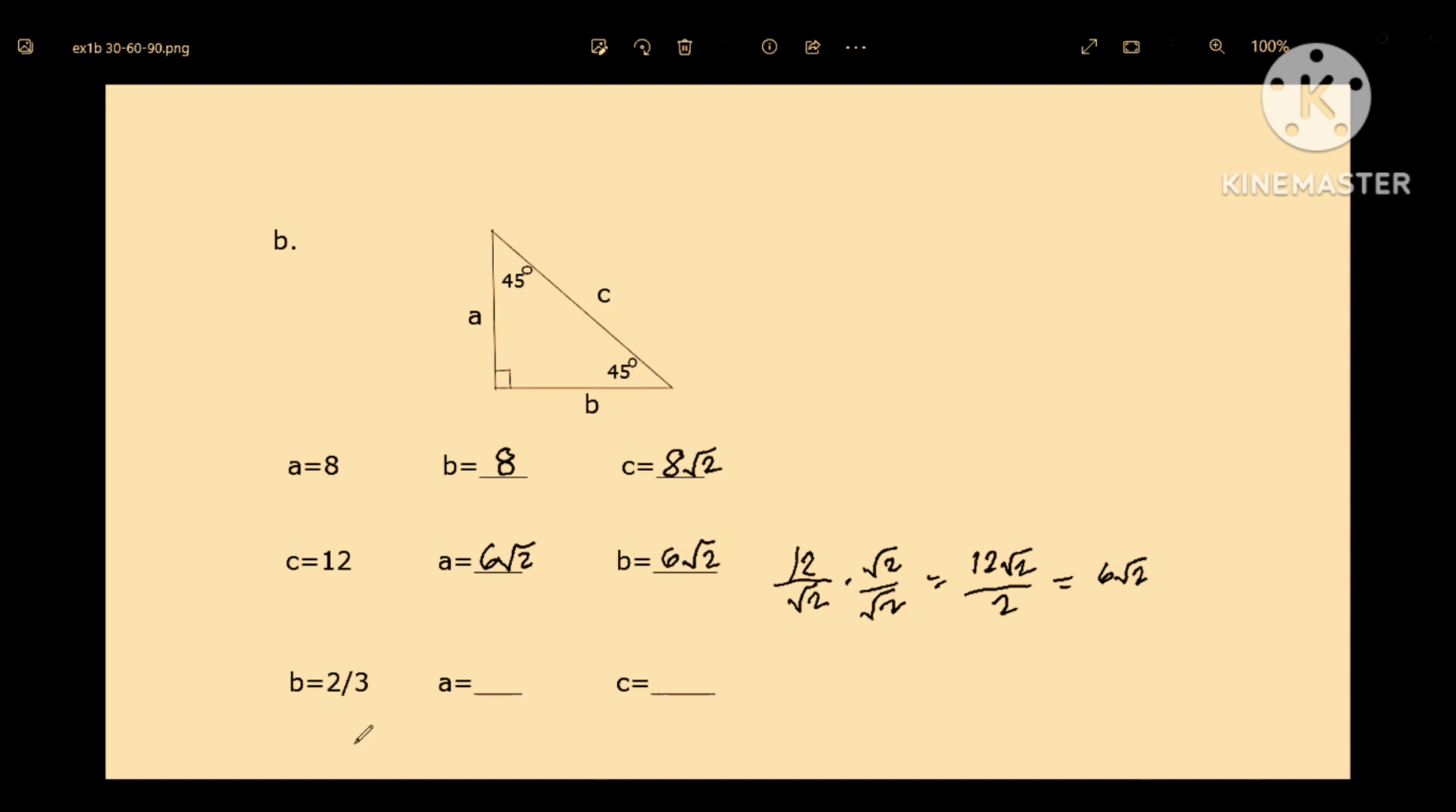Now, what if B is 2/3? So, A is also 2/3, no? Because the legs are equal. And to get C, we only need to multiply 2/3 by square root of 2. And that is equal to 2 square root of 2 over 3. Okay, and that's it, no? 2 square root of 2 over 3.